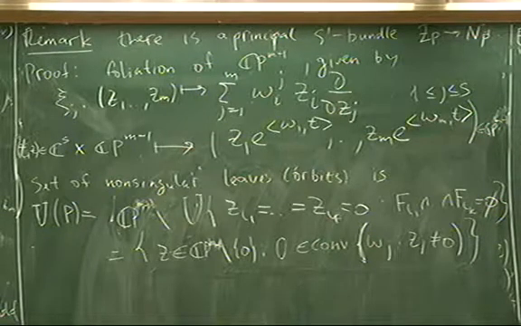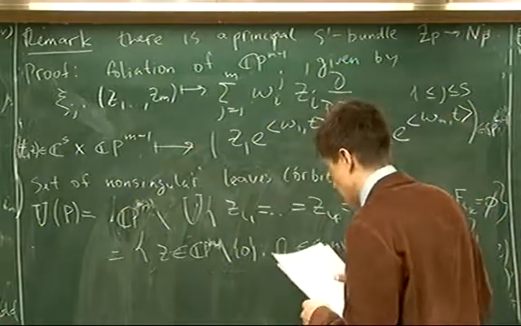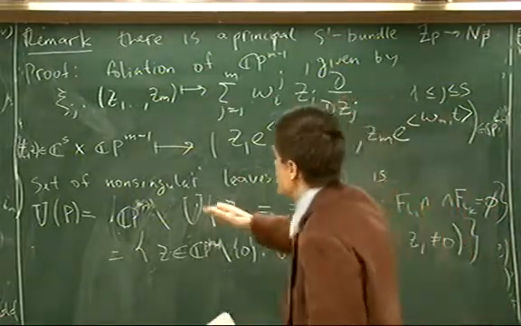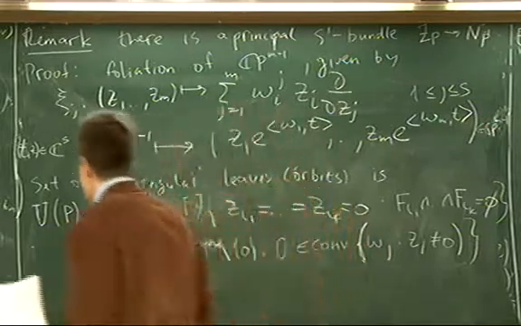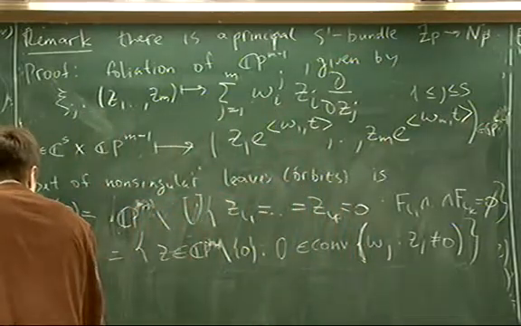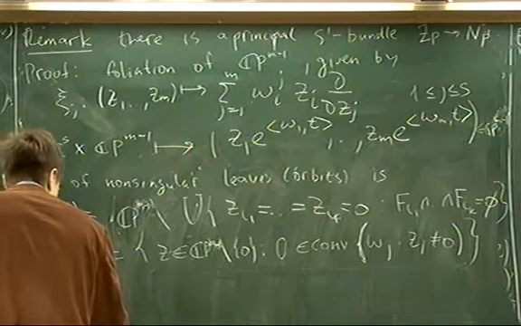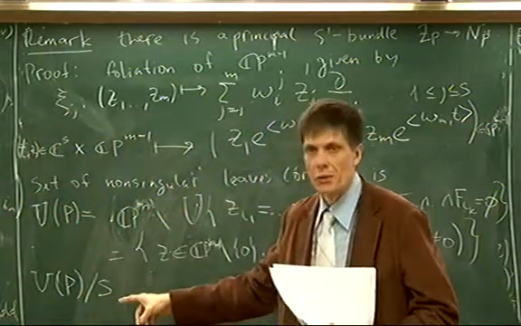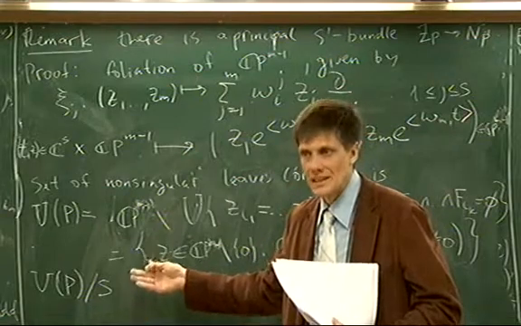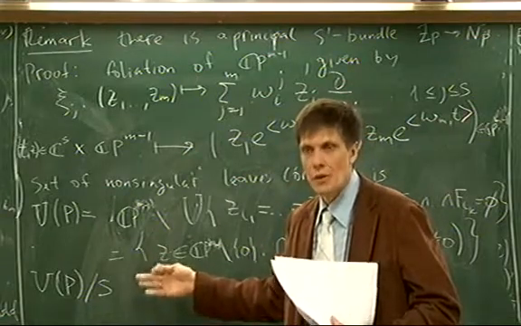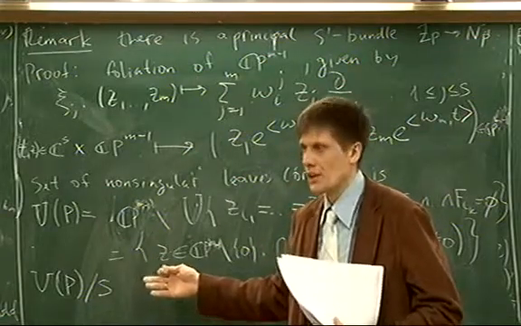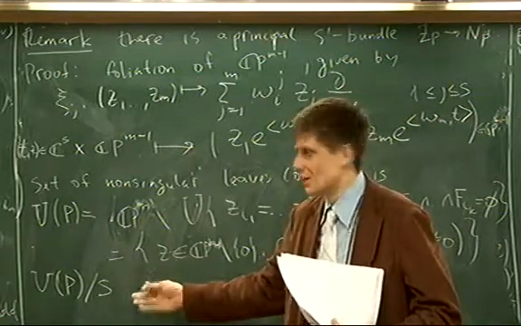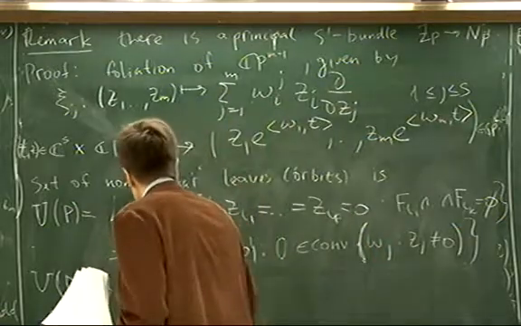So this is the set of non-singular leaves. And now if you take the quotient U of P, then this becomes a complex manifold, right? Because it's a set of leaves of a non-singular holomorphic foliation. That's a complex manifold. That's how you get a complex structure. So this is a complex manifold.